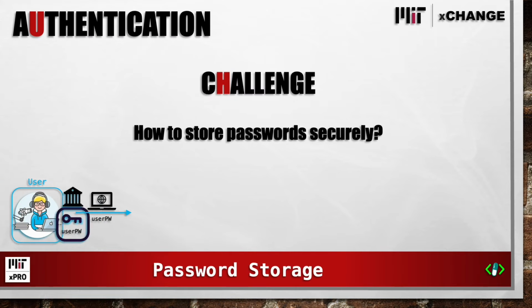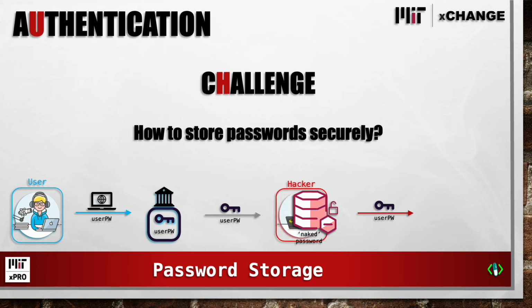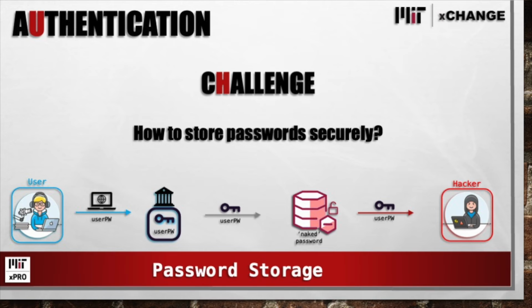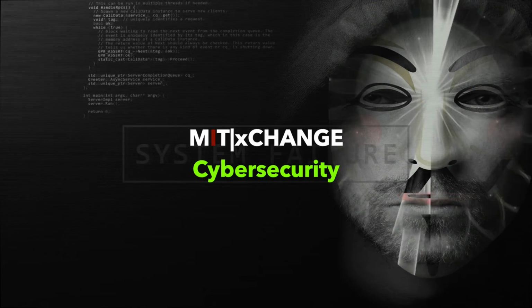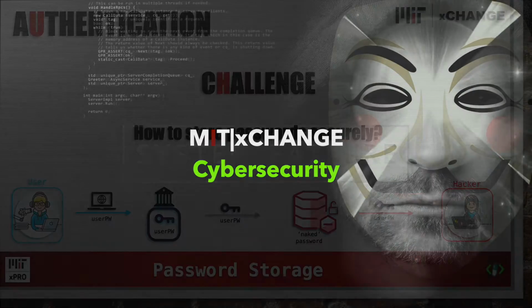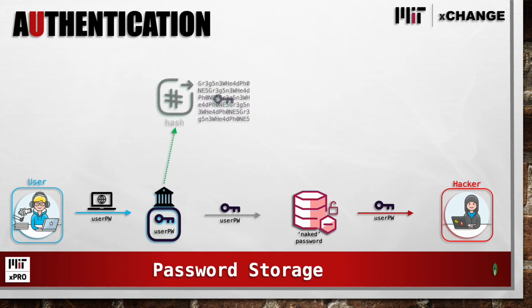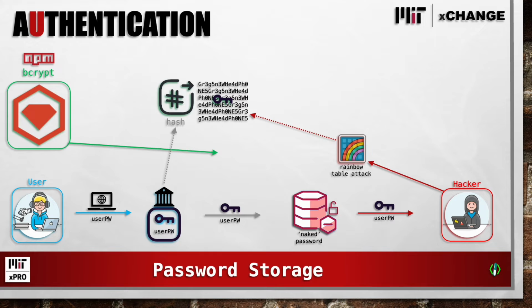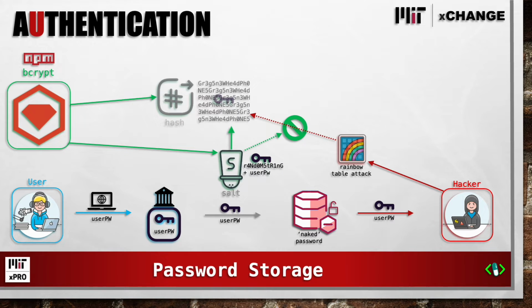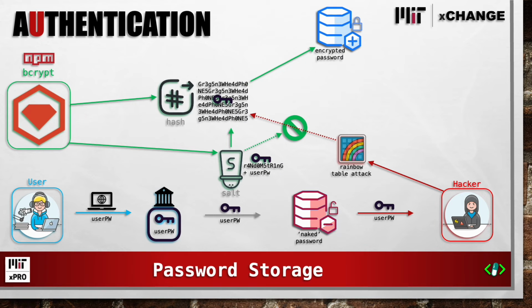The first authentication challenge was how to store the password securely. We could hash the password, but a hacker could use a rainbow table attack. Instead, we pull in bcrypt to salt the password and stop the attack. We then hash our salted password and store it in our encrypted database.